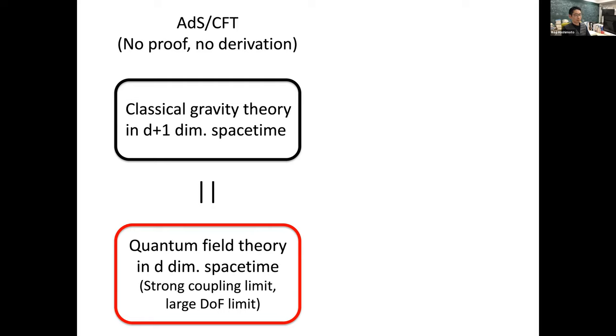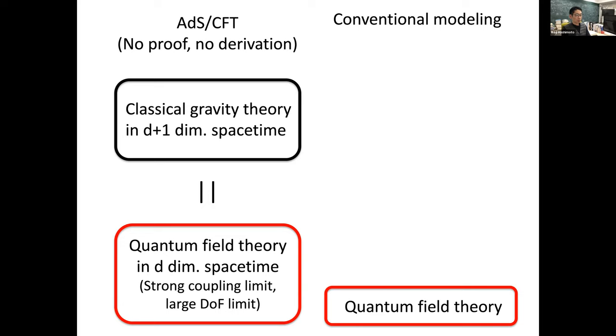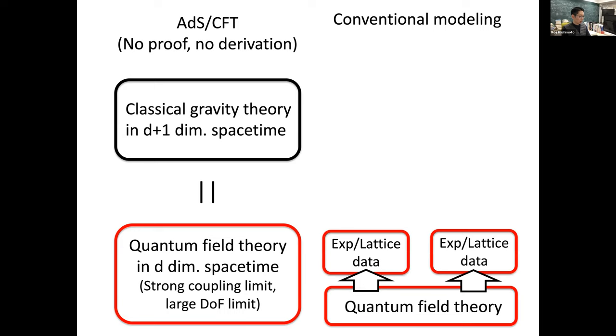The conventional modeling is as follows. You have your target quantum field theory, which could be QCD or N=4 super Yang-Mills or so on. From that, you have, for example, experimental data in the case of QCD, or lattice data. So the QCD action or quantum field theory action is given, and then you get these data.